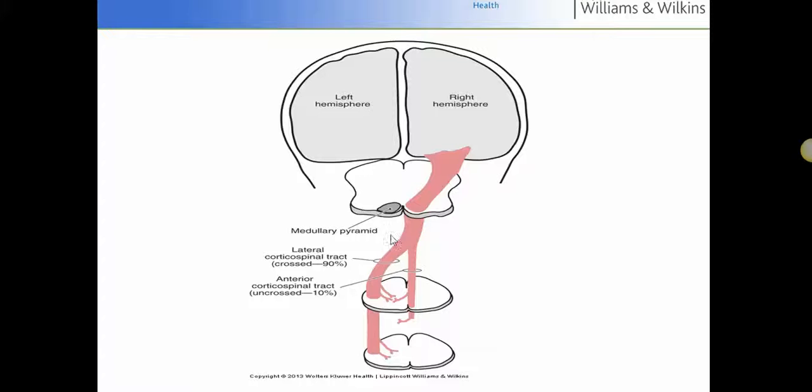So you see how the lateral makes up the bulk of the corticospinal tract. They are crossed and they comprise 90% of the spinal tract. So this is the lateral, and the small percentage actually do not cross. They are called the anterior corticospinal tract, and they comprise just 10% of the descending corticospinal tract.